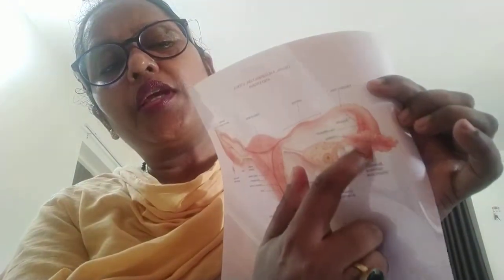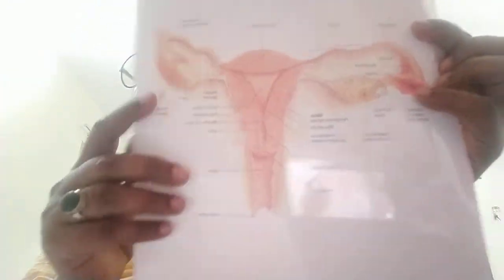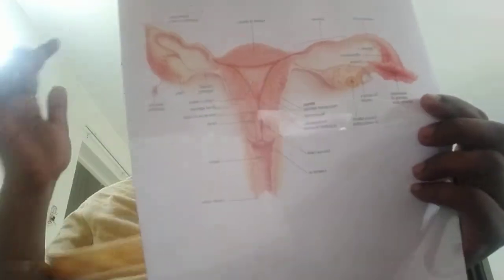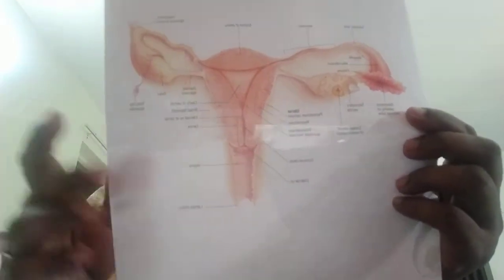So here is an opening. This opening, with its finger-like projections, is called the abdominal ostium.